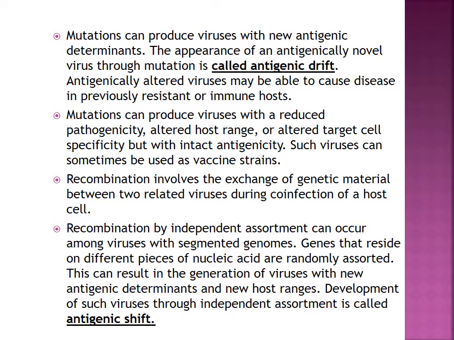Recombination involves the exchange of genetic material between two related viruses during co-infection of the same host cell. Recombination by independent assortment can occur among viruses with segmented genomes only. Genes that reside on different pieces of nucleic acid are randomly assorted. This can result in the generation of viruses with new antigenic determinants and new host ranges, which can infect another type of host. Development of such viruses through independent assortment is called antigenic shift.